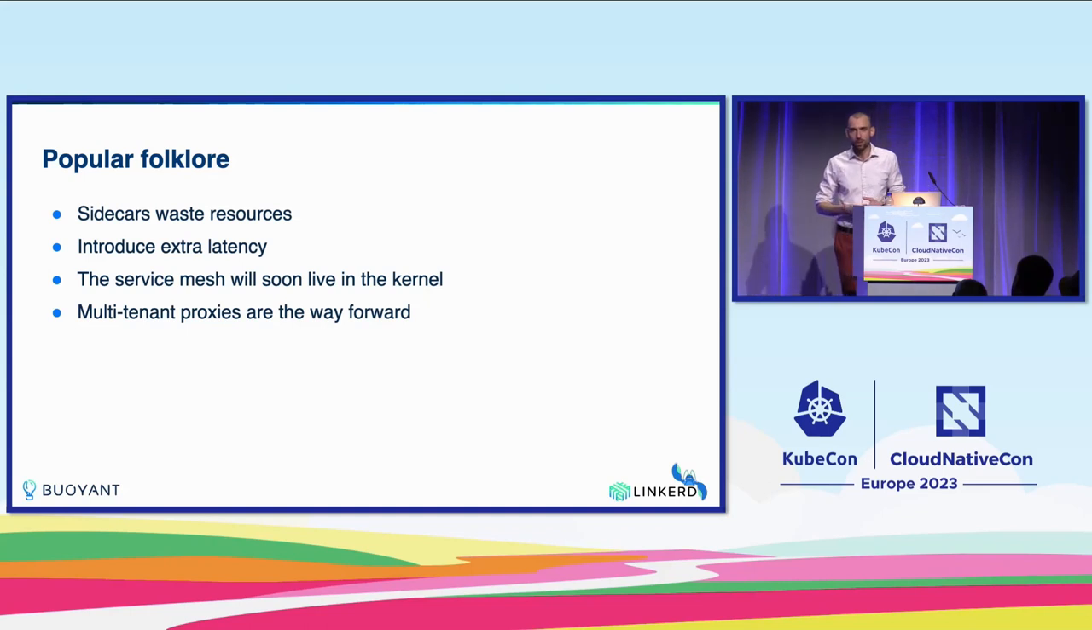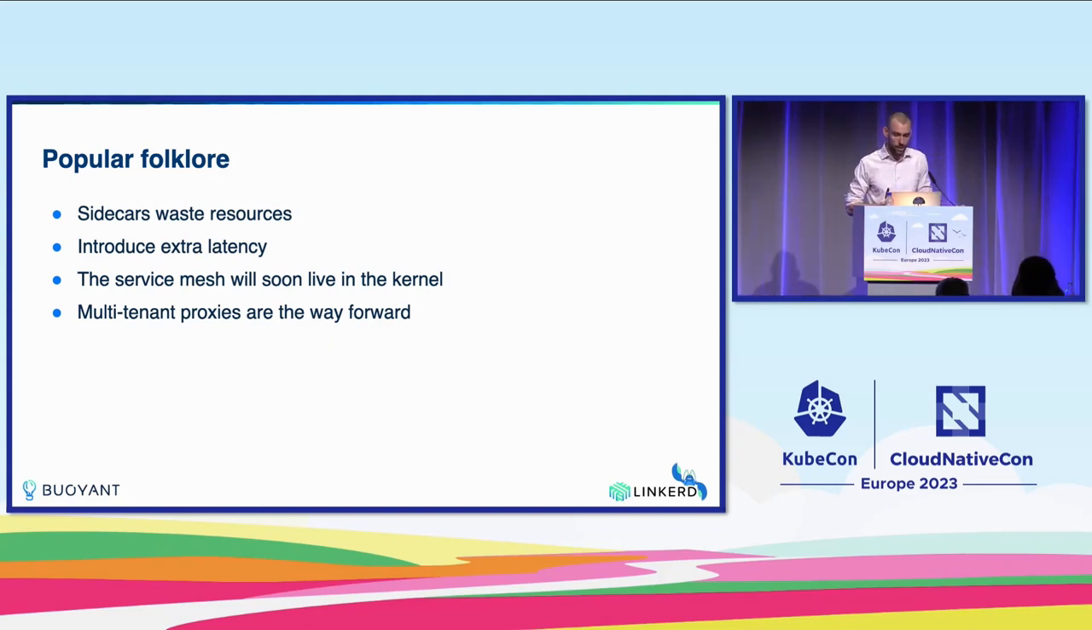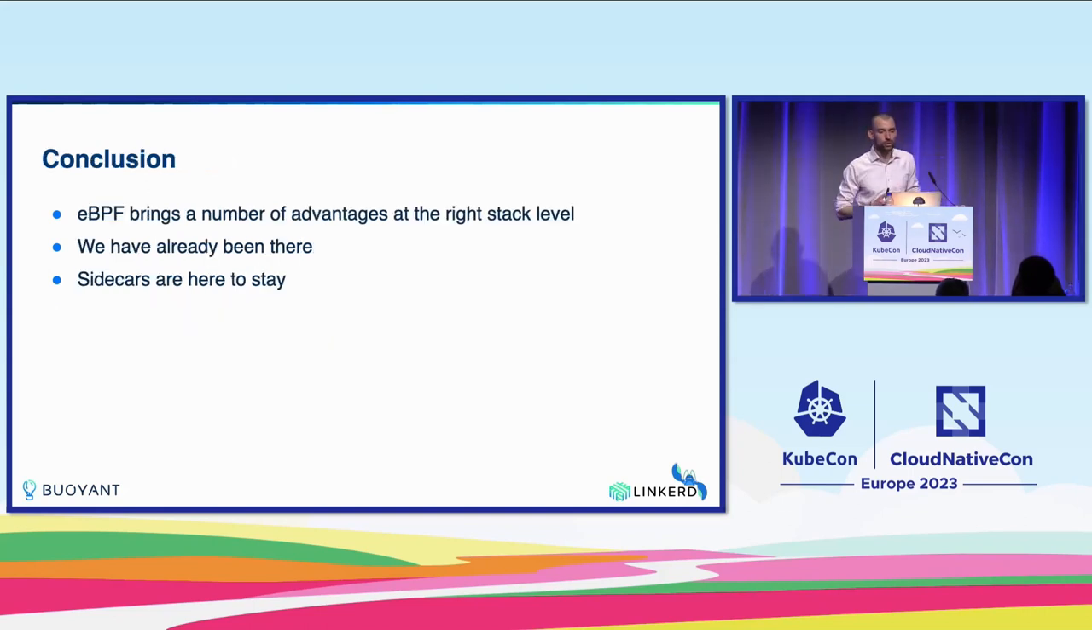And then I also hear that multi-tenant proxies are the way forward. But as we saw, they are hard to operate. They have a number of concerns around security and stability. And they kind of go against the grain of what the Kubernetes and container computing model is, in my opinion. So in conclusion, I think eBPF brings a number of advantages that could be very useful in the cloud-native networking space. And we should push and explore this avenue a lot more. I think it has a lot to offer.